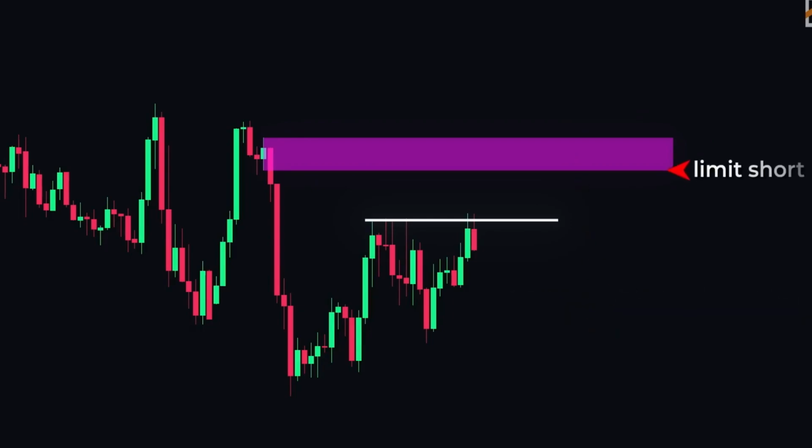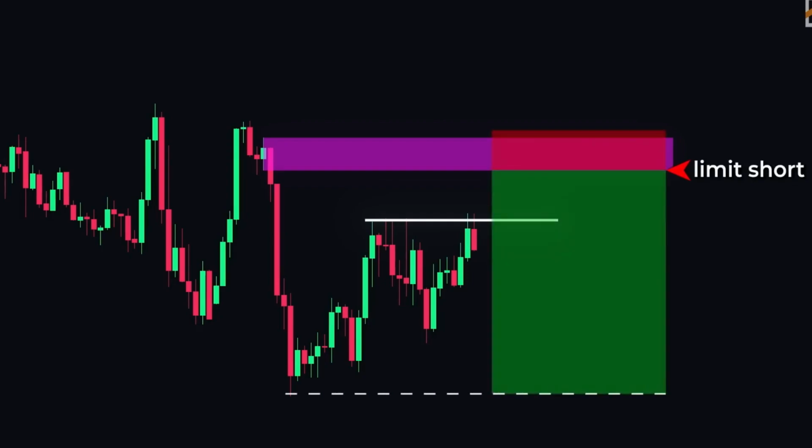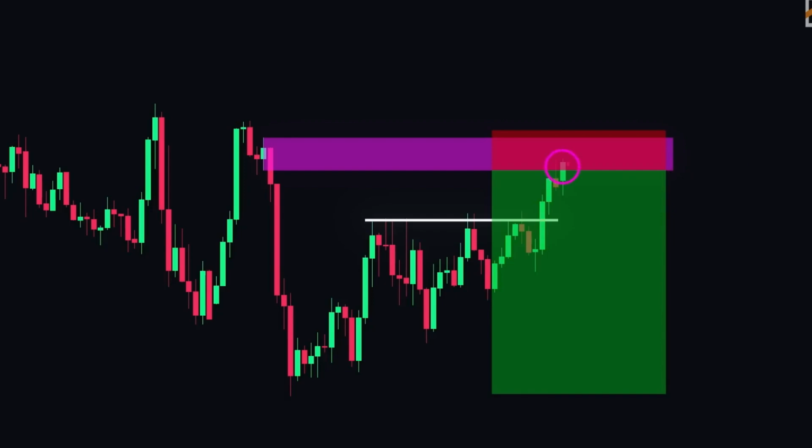For the entry, place a limit short order at the bottom of the supply zone, set a stop loss slightly above it, and set a take profit target at the previous lows. Then, simply let the trade run. In this example, price sweeps the liquidity level, hits our entry at the supply zone, and then rejects downward toward our take profit.